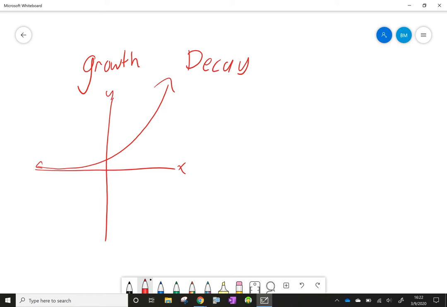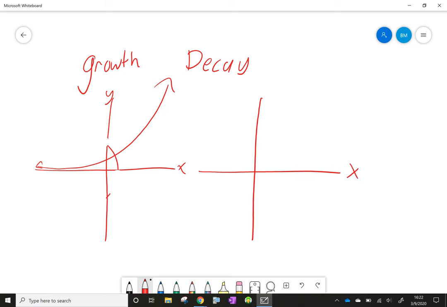This is the x and the y-axis. So what you'll notice is it's very flat or almost level on this side of the graph. But on the other side of the graph, it's increasing very, very steeply, to the point where if it keeps going, it almost looks like it's going straight up and down. So that's growth. Now decay is the opposite of this.